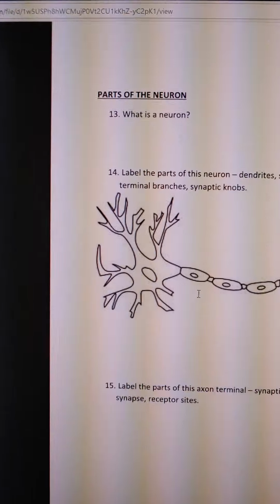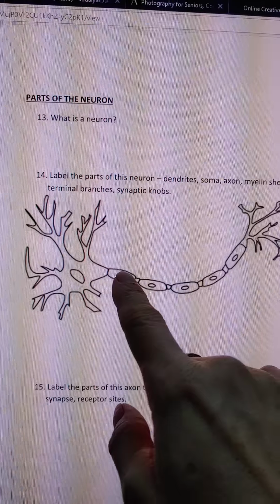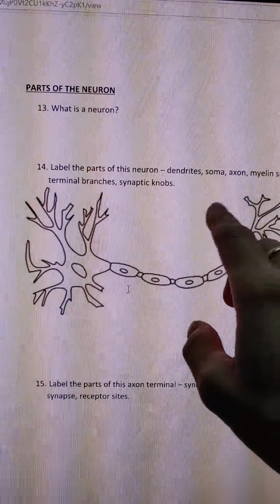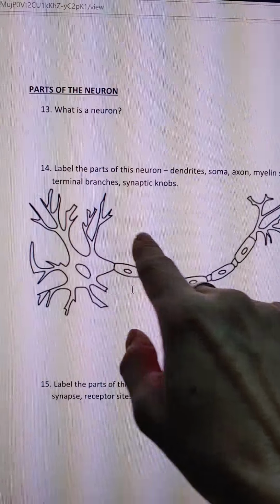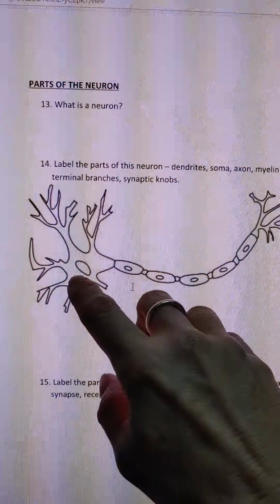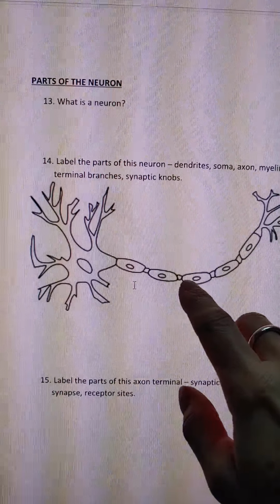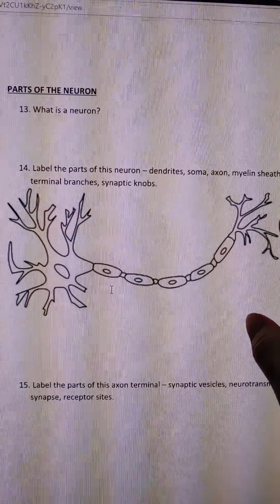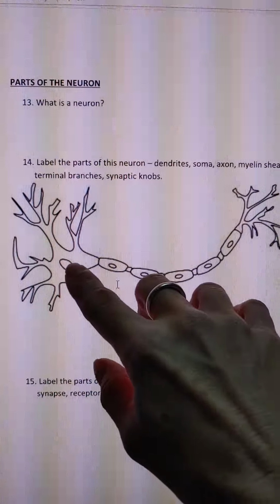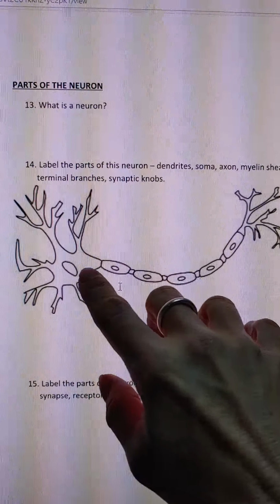When the neuron is not being used, it's called resting. And when it's resting, the ions on the outside are mainly positive. Okay, so they have a positive charge. So the outside of the neuron is positive. When it's resting, the ions on the inside of the neuron are negative. So the inside has a negative charge. Well, these two would like to get together, the outside and the inside.